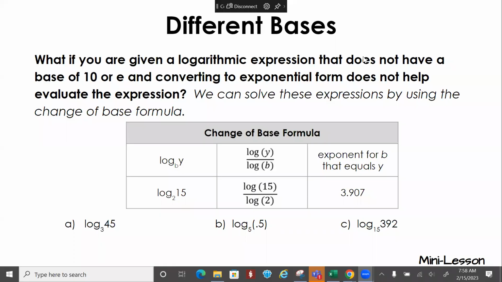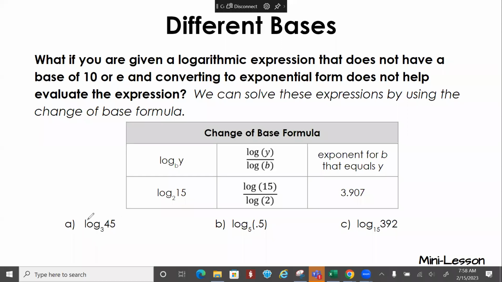Okay, so you know how we said base 10 is what we work out of, right? So we got 1, 2, 3, 4, 5, 6, 7, 8, 9, 10. And then we start that process over again. We got 11, 12, 13, 14, 15, 16, 17, 18, 19, 20. And then we keep going. So we can change these to be in base 10. Okay. So if you're given a logarithmic expression that does not have a base 10 or e, and converting to exponential form does not help, we can solve these expressions by change of base.